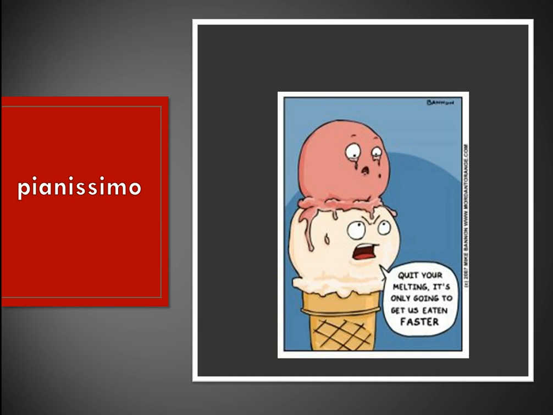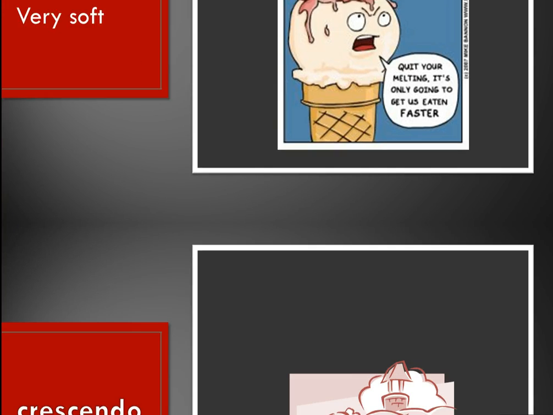And then we have pianissimo, and the abbreviation for that would be PP, and it means very soft, as in melting ice cream. It's very, very soft, a very, very soft sound. I said these are just images to try and get your brain to remember things.